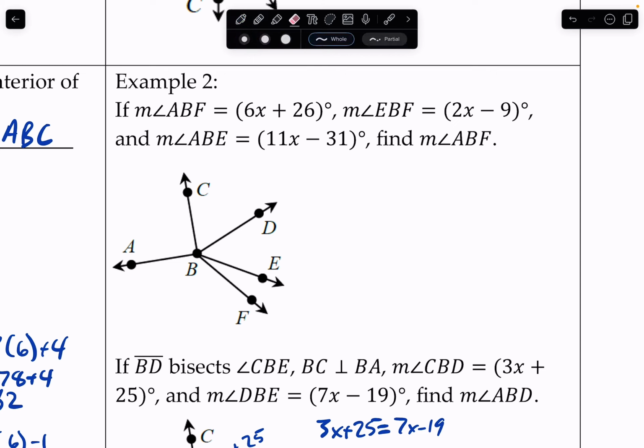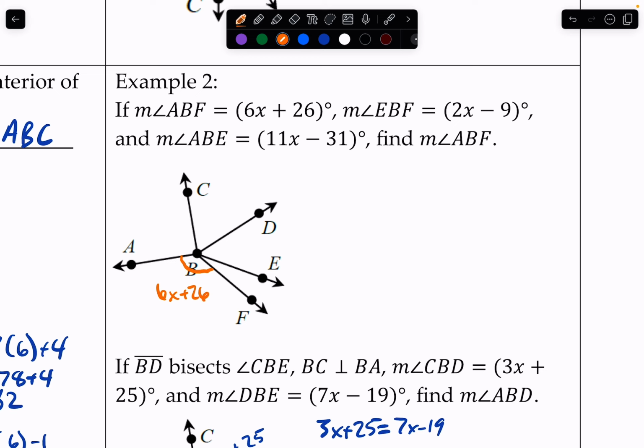First off, the measure of angle ABF is 6x plus 26. So let's find ABF. This angle right here is 6x plus 26. So I'm going to put a line here. This indicates that angle. Notice what that line does. It goes from this ray, BA, to this ray, BF, ABF. All right, and I'm going to label it 6x plus 26.